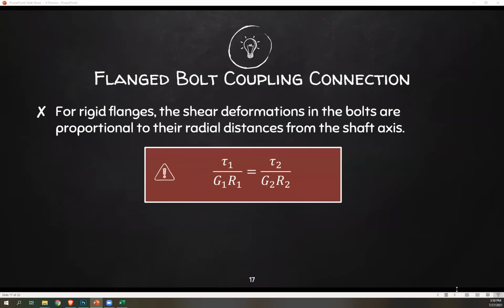Next, for rigid flanges, the shear deformation in the bolts is proportional to their radial distances from the shaft axis. From that, you can derive the equation: shear stress 1 over G1 R1 equals shear stress 2 over G2 R2. So shear stress is just the shear stress in each bolt for each concentric row. G is the modulus of rigidity or shear modulus, and R is the distance of your bolt to the center.